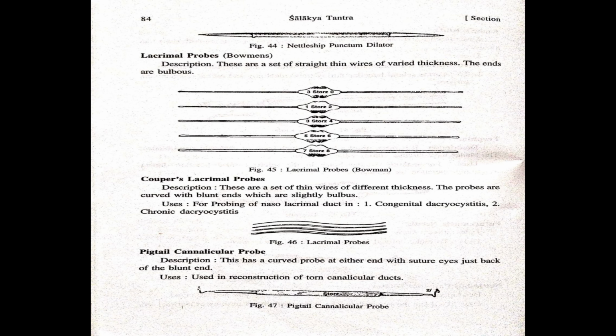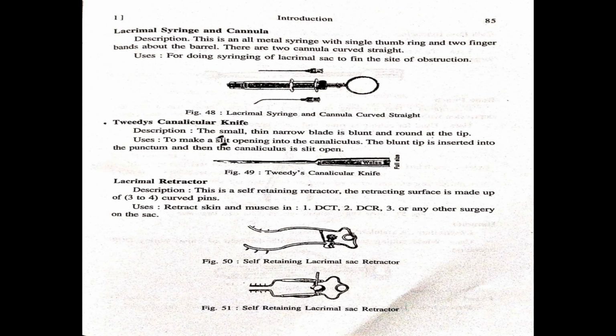Figure 47: Pigtail canalicular probe. Lacrimal syringe and cannula. Description: this is an all-metal syringe with a single thumb ring and 2 finger bands about the barrel. There are 2 cannulas, curved and straight. Uses: for doing syringing of the lacrimal sac to find the site of obstruction. Figure 48: Lacrimal syringe and cannula, curved and straight.